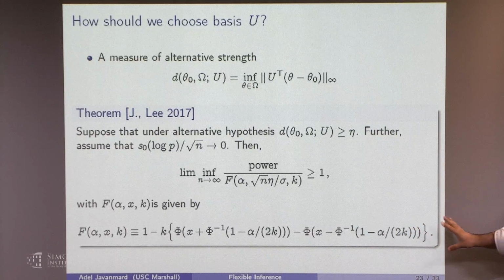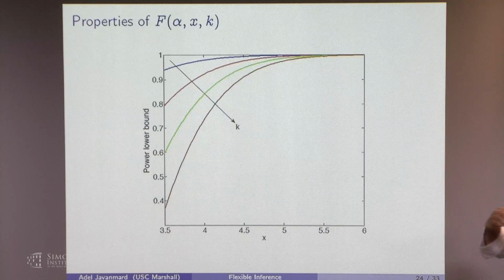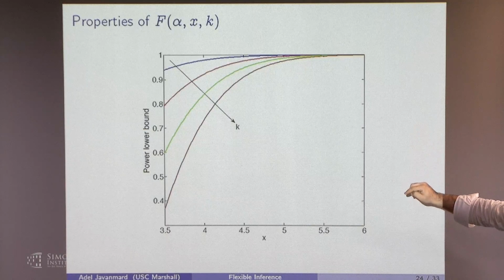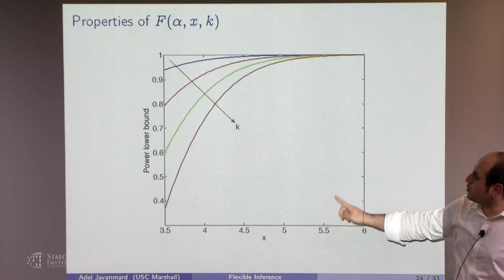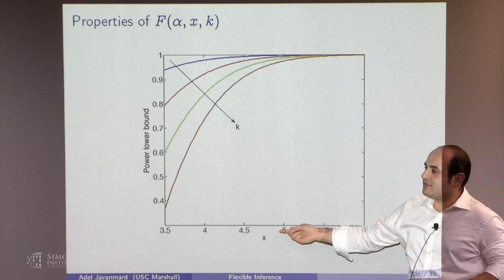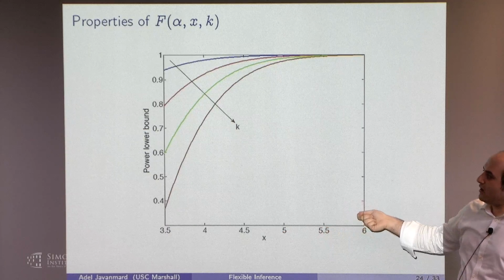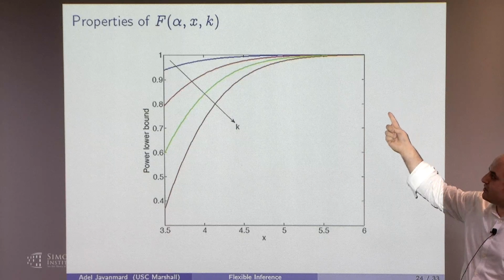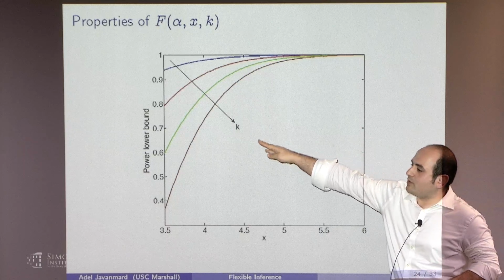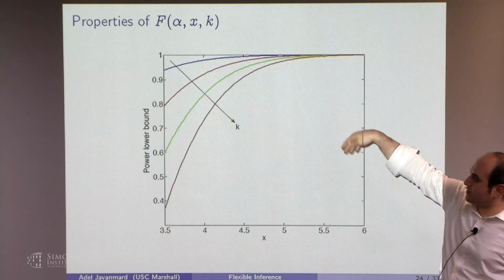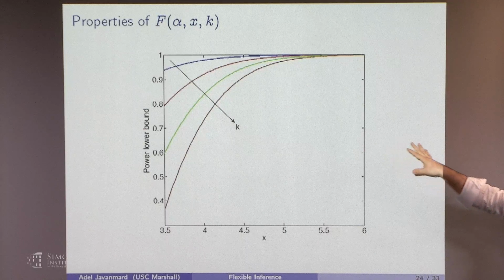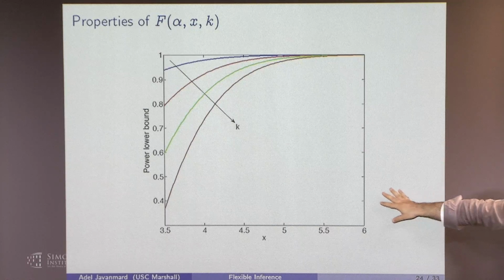The expression might look strange, but let's see how it looks on the plot. I'm plotting this f of alpha, x. I'm fixing alpha and changing x. There are 2 properties that you should know. The first is that if you increase x, so if the signal is getting stronger, then the power goes up. This is what you expect. The other is that it's monotone decreasing in k. So if I increase k, the plot goes down for a fixed x. These are 2 properties of this function that I want to use.